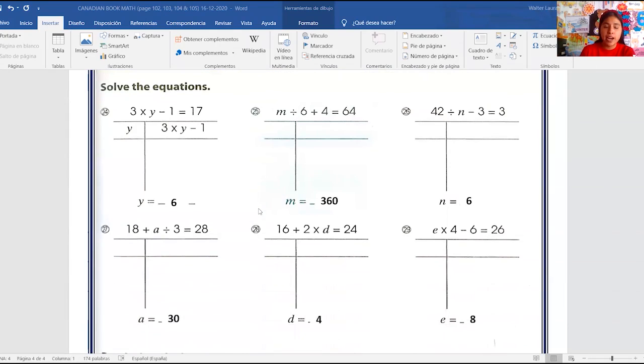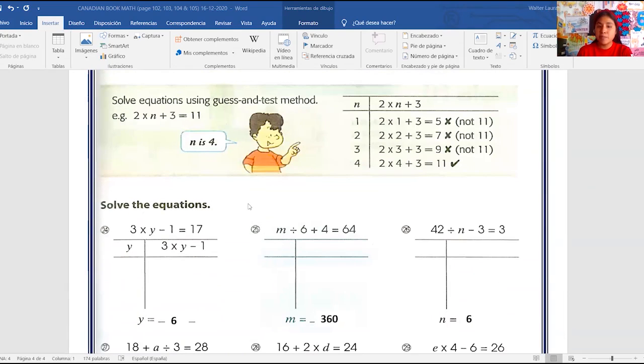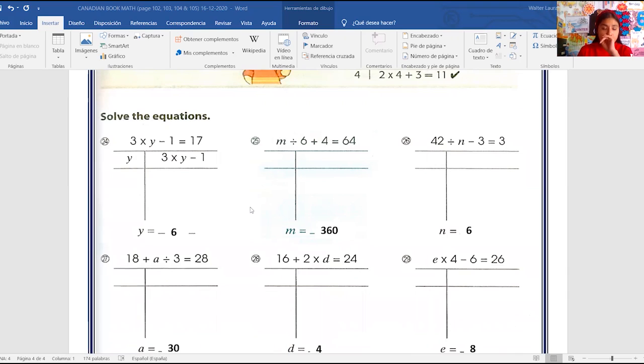So we are going to apply this method, okay? Here it says, solve the equations. We are going to apply the guess and test method. In this case, we have 3 times y. y is my variable. Here, what is my variable? m. In this case, n. In this case, a. In this case, d. And in this case, my variable is e. So first we need to start writing the variable here, and here a, here d, and e.